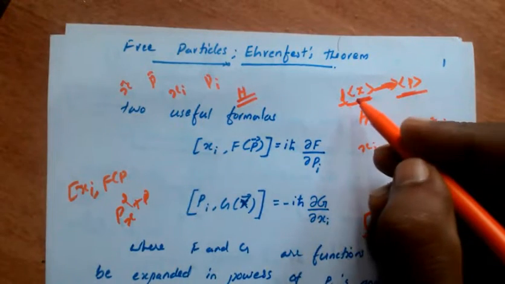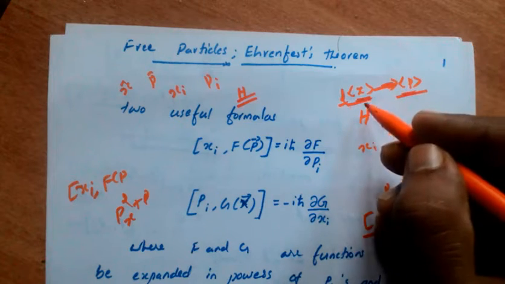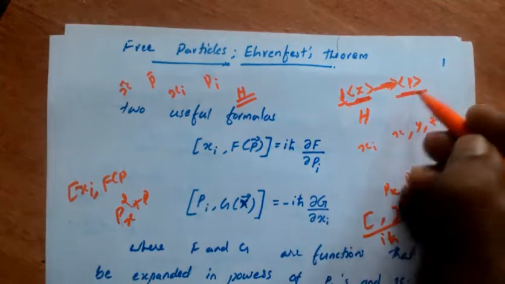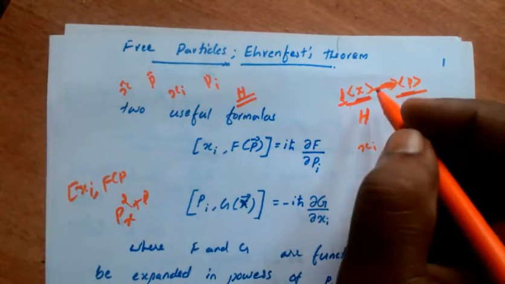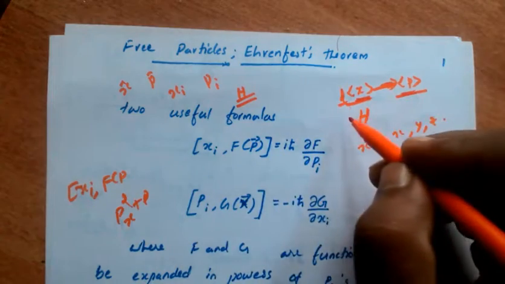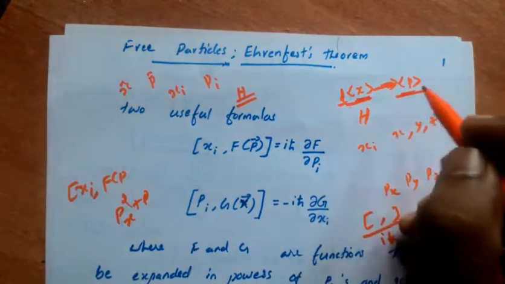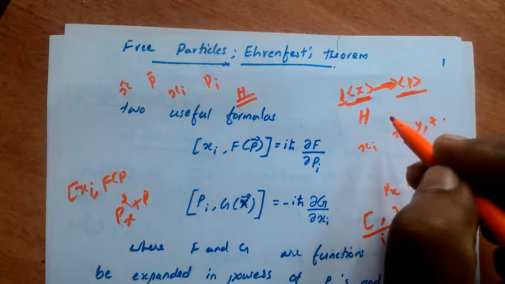Today, I'm going to derive a relation between the expectation value of position, the time derivative of the expectation value of position, and the time derivative of the expectation value of momentum. That is known as the Ehrenfest theorem. Actually, this is the quantum mechanical analog of Newton's second law. By deriving this relation, we are tracing back Newton's second law of motion, which is one of the fundamental relations in physics.